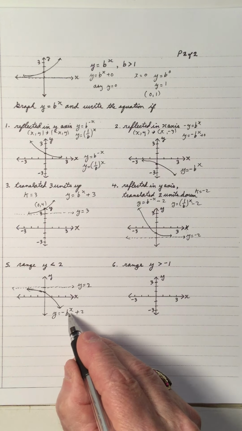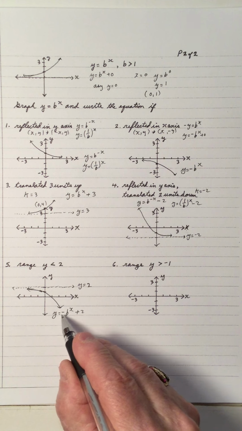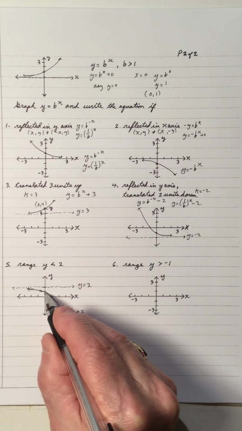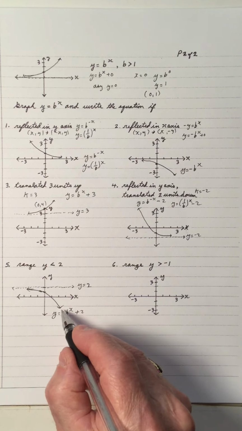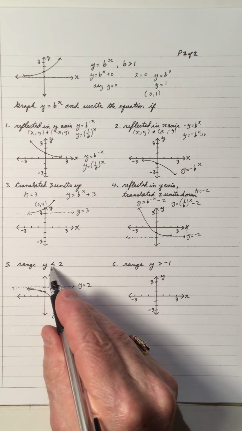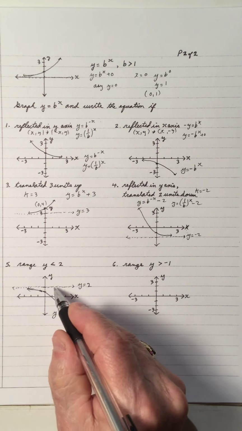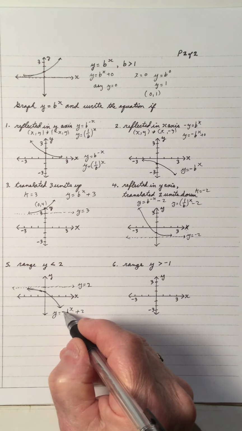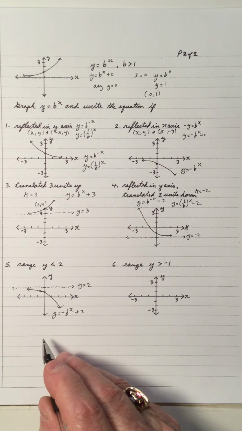And so if you notice, if you put 0 in here, you get b to the 0 is 1. Negative 1 plus 2 is 1. And it's going down. So there's the equation that represents it, but because the range is going down, it means it's reflected in the x-axis. So that makes this a negative. And the asymptote is 2, so there's a plus 2.